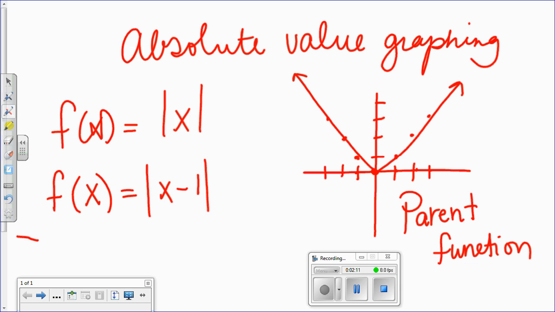Inside the absolute value bars, anything inside the absolute value bars is going to move the parent function left to right. It's actually going to do it opposite of what you would think.